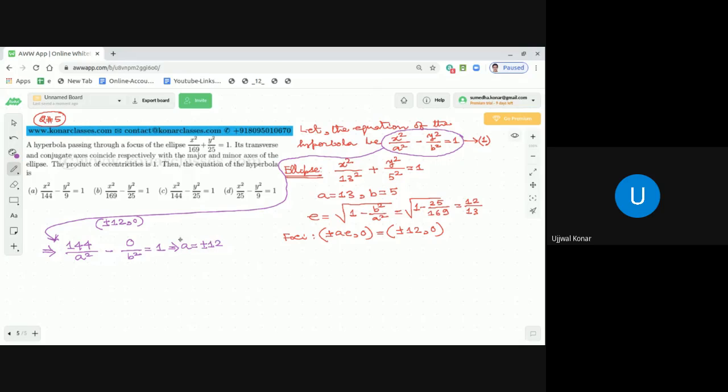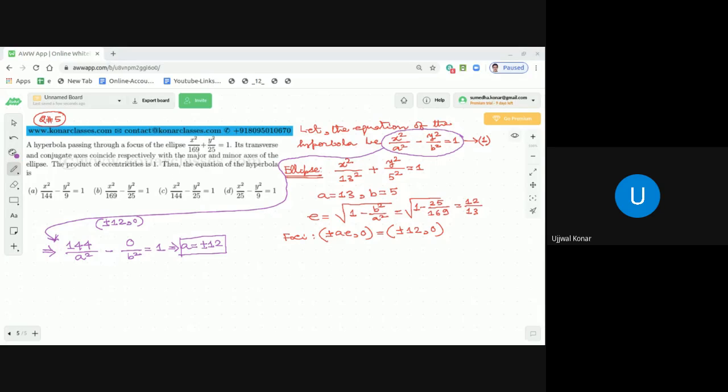One important piece of information, dear students: do not mix up the a and b of the hyperbola with the a and b of the ellipse. For example, the equation of the ellipse is given as x square by 169 plus y square by 25 equal to 1, which means we found the value of a and b as 13 and 5 respectively. But in the case of the hyperbola, it is different, and our target is to find the value of a and b. So a is equal to plus minus 12.